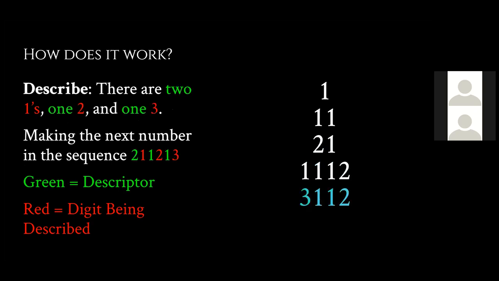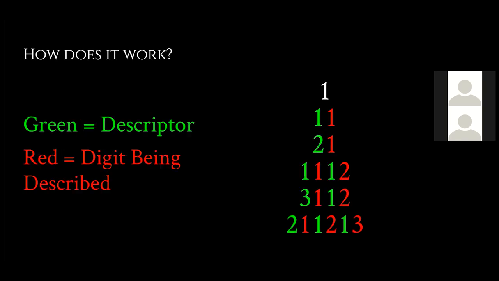And we're going to do it one more time. So we see that there are 2 1s, 1, 2, and 1, 3. So you would just write 2, 1, 1, 2, 1, 3. So right here, we are using our little key we wrote. So we have the green as the descriptor and the red as the digit being described. We like to call it our little Christmas tree because it looks like a Christmas tree.